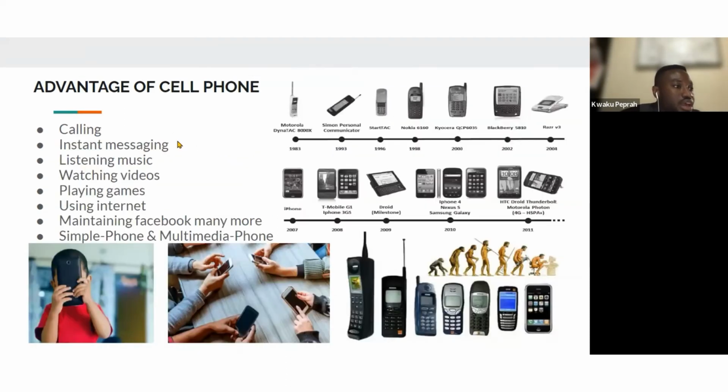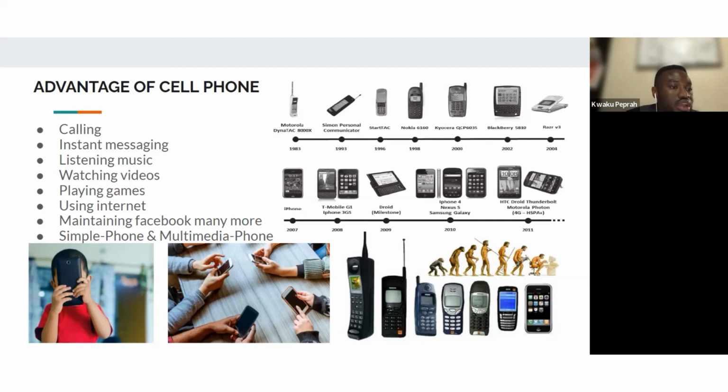Okay, so advantages of cell phones. Cell phones can be used for calling people, which is communication. Also, they can be used for instant messaging, which is text messaging. They can be used for listening to music, watching videos, playing games, and using the internet, which we talked about, for exchange of information through emails or browsing of the net. Also, maintaining Facebook and many more, which is social media. You can use cell phones for that, or simple phones or media phones.